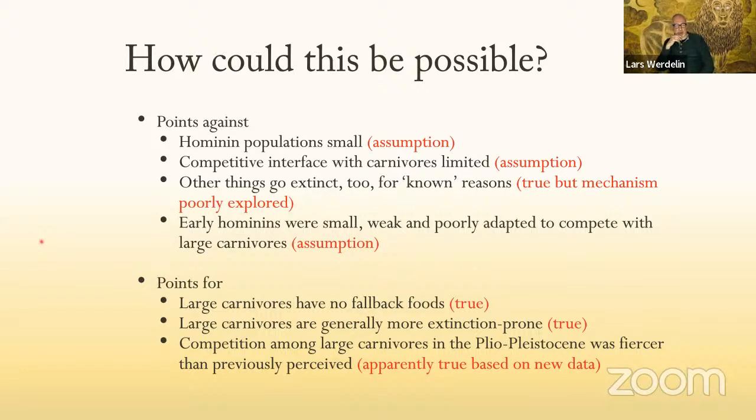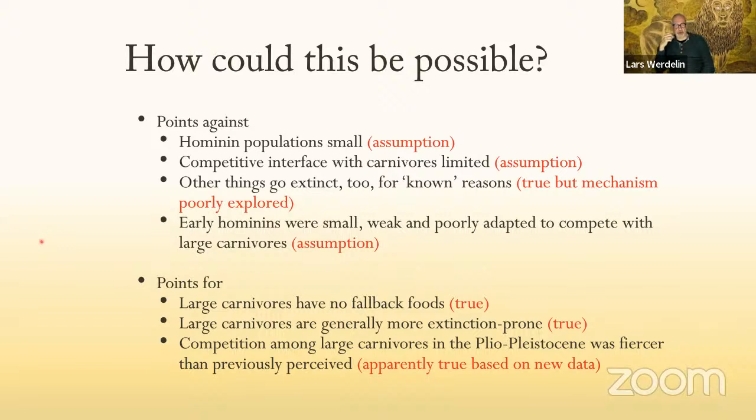Finally, it is assumed that early hominins were small, weak, and poorly adapted to compete with large carnivores. And again, this may not be direct competition. It can be stealing carcasses or getting to carcasses first through visual cues from vultures or things like that.